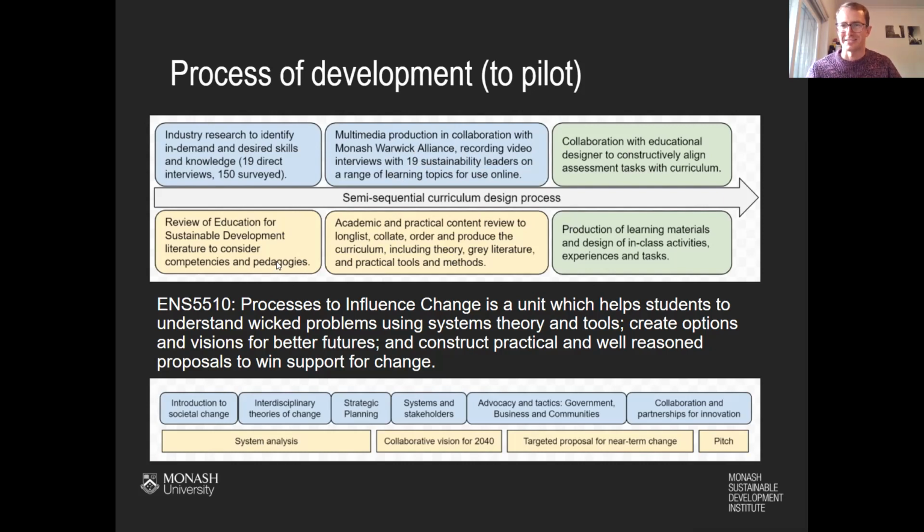We also reviewed ESD scholarship and general academic and practical content about the subject areas that we intended to cover, and then collaboratively produced our materials, which cover things like introduction to change processes in society and theories of change, looking at strategic planning, systems and stakeholders, and then looking in a more practical way at tactics for advocating towards action for governments, businesses, communities, and managing collaboration and partnerships.